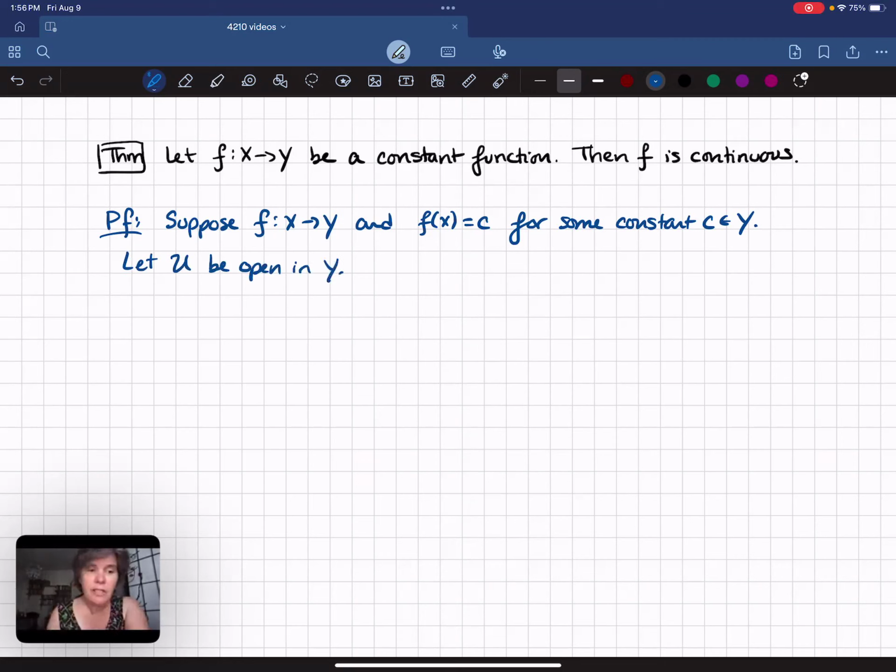And I don't have any assumptions about y, so there's nothing I can particularly say about u other than that it's an open set in whatever the topology on y happens to be. It could be any crazy topology that you can imagine. But what is f inverse of u?